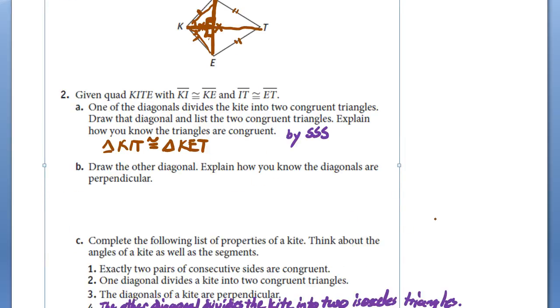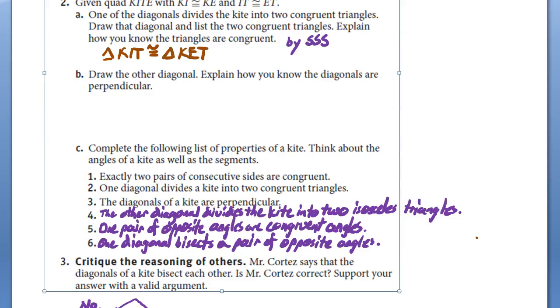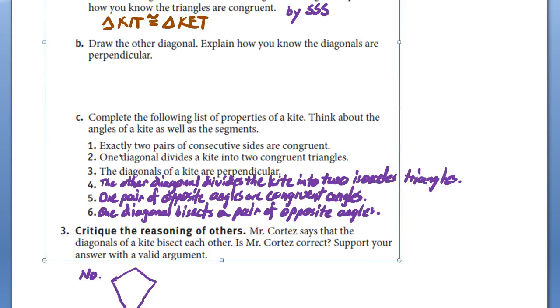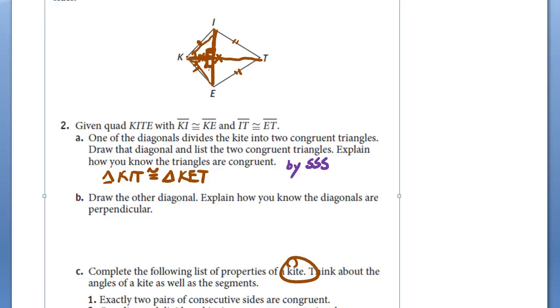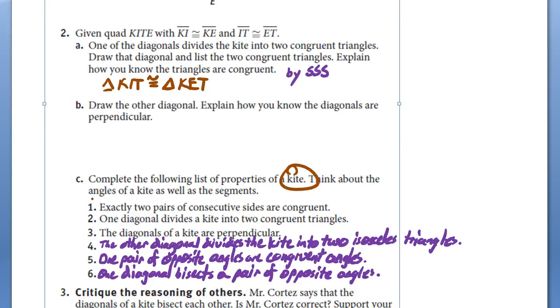Question C, complete the following list of properties of a kite. Think about angles as well as segments. So some of them were already typed there for us, some things that are true about kites. Exactly 2 pairs of consecutive sides are congruent. 1 diagonal divides the kite into 2 congruent triangles. That was the first thing that we had drawn above when we drew across the middle there. Third thing that's true about kites, the diagonals of a kite are perpendicular.